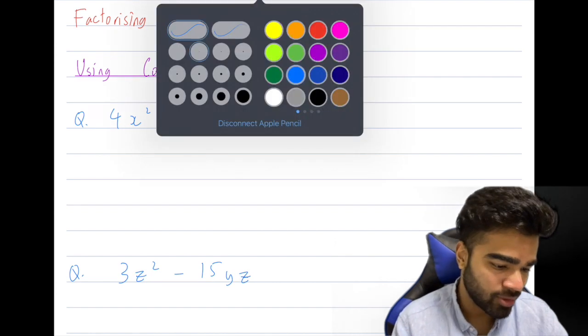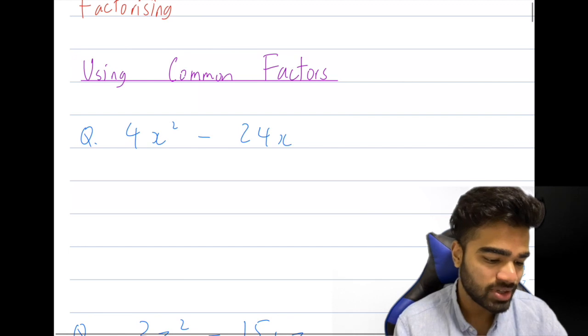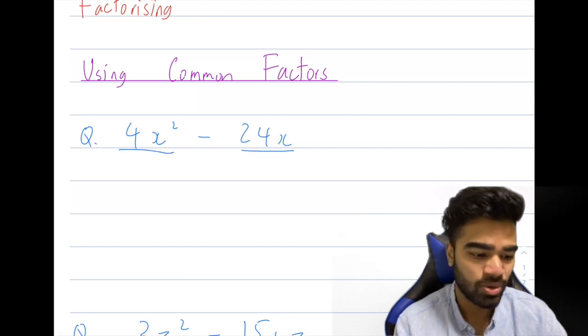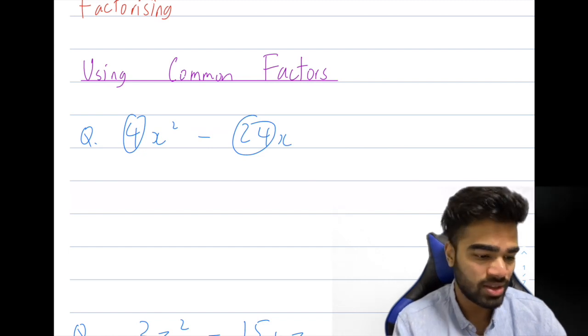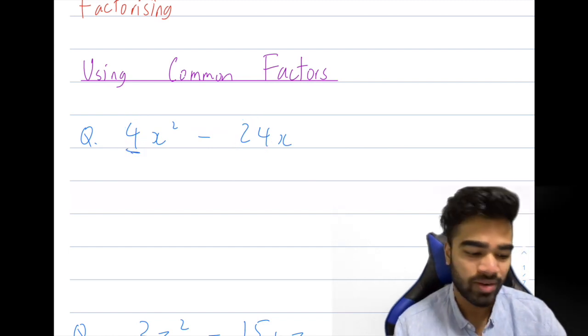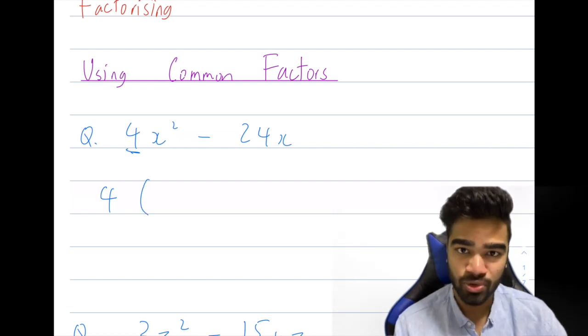So you can see we have 4x squared minus 24x, right? First you've got two terms, and what you have to do is find common factors between both. First let's look at the numbers. 4 and 24, what's the common factor between both of them? Well, you can probably tell it's 4. So let's take 4 out first, because 4 is a common factor.